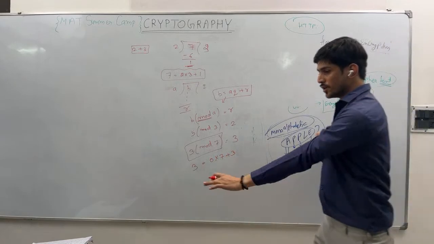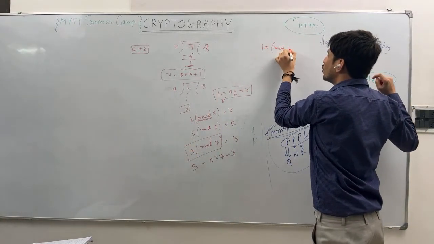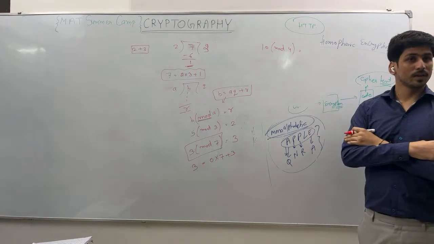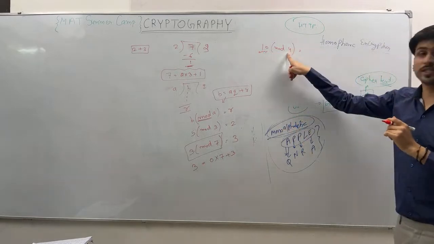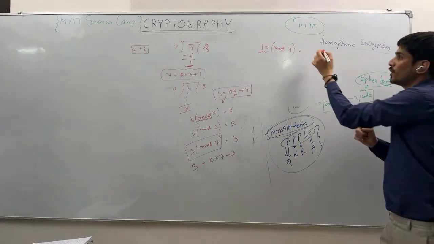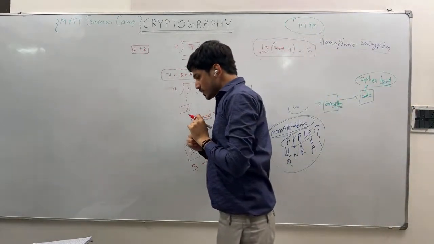Clear? So next you see, let's say we have 10 mod 4. What is 10 mod 4? Anyone? 2, right? It means this one is nothing but dividend. This one is nothing but divisor. So what will be the answer? 2.